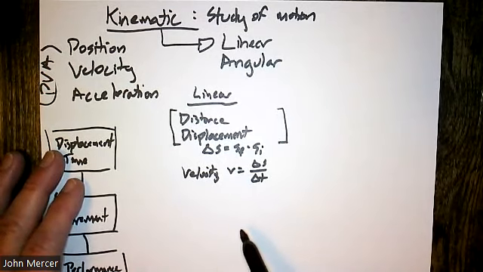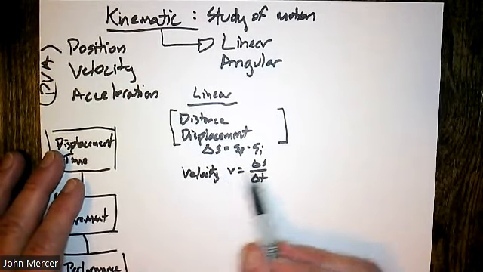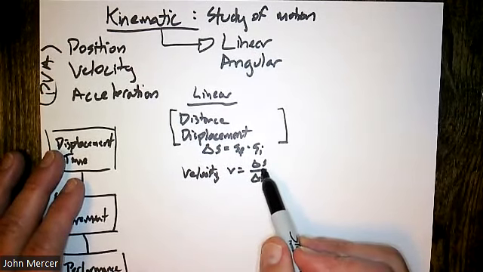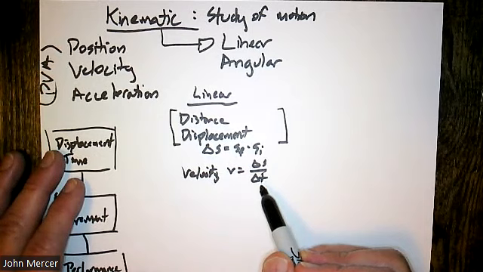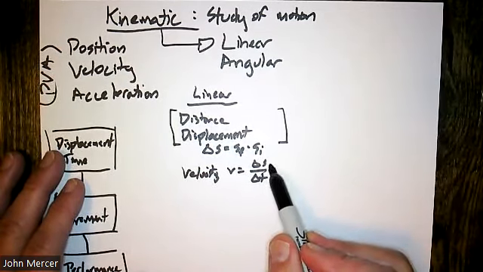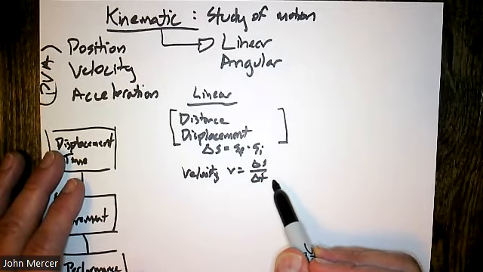So I'm just going to go forward with velocity as being change in displacement over change in time: final position minus initial position over final time minus initial time. Units are any units of length over any units of time.